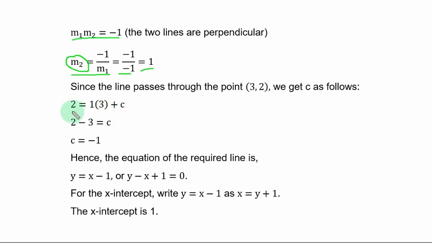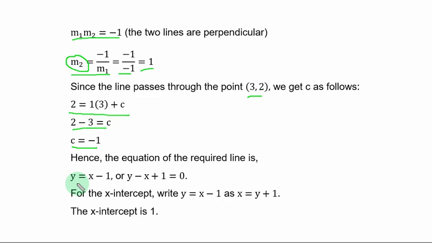Now the line we have already is y equal to mx plus c. Now m is 1. From this point, x is 3 and y is 2. You have it in this form so that you can get c. So you have 2 minus 3 equal to c, and c is equal to -1. Hence, the equation of the required line is y equal to mx plus c.